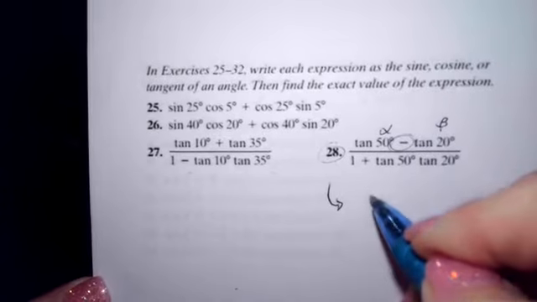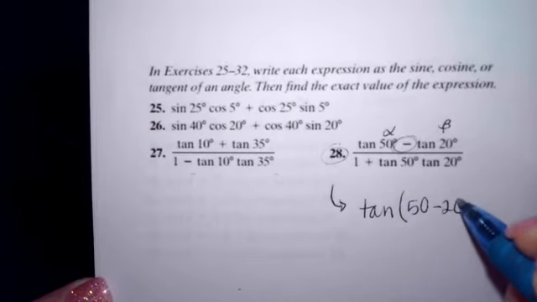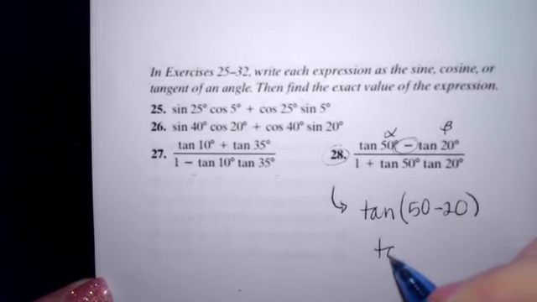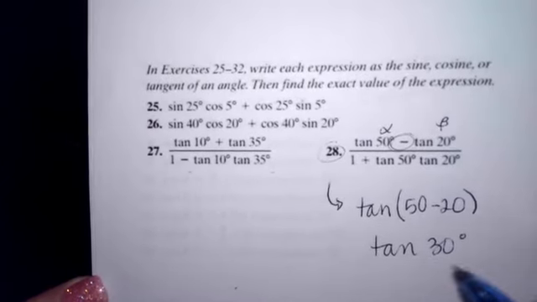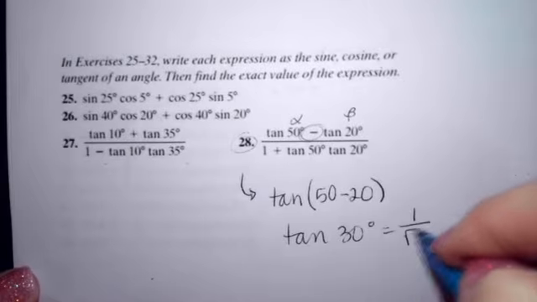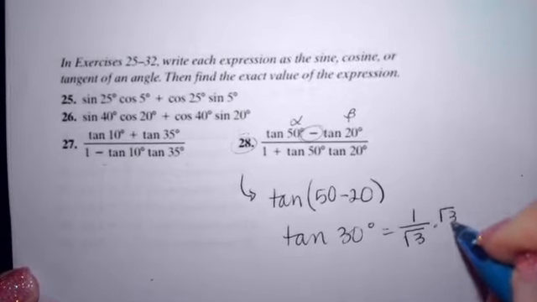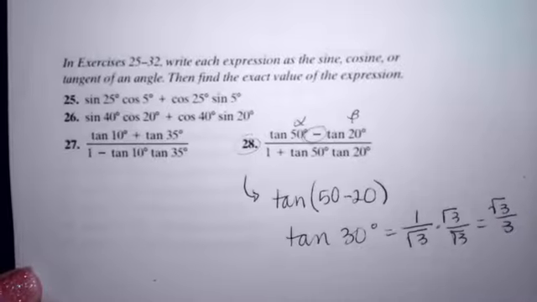So this is equal to tangent of 50 minus 20, which is going to be tangent of 30 degrees. So looking at the unit circle, that ends up being 1 over square root of 3, and then you have to rationalize that. So then it's root 3 over 3.